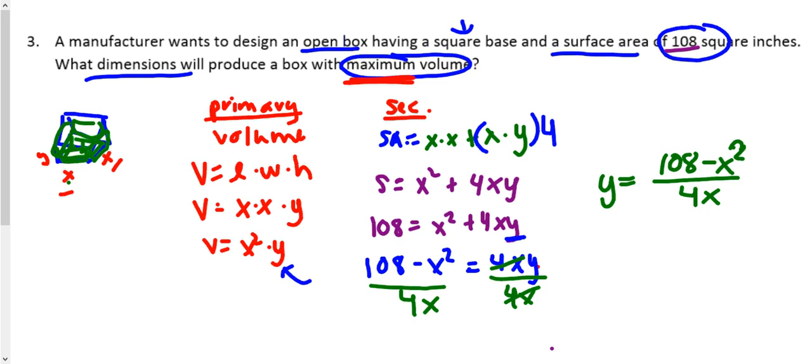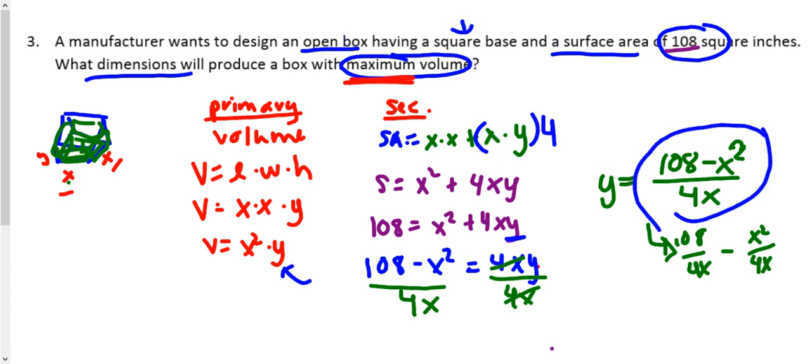Now, if we were going to take the derivative by hand, we'd probably want to simplify this, which would mean that we need to do 108 divided by 4x minus x squared divided by 4x, and we'd split this up and make it smaller. But since in this section we are practicing with our calculator, we're just going to leave it like this, and we're going to plug that in.